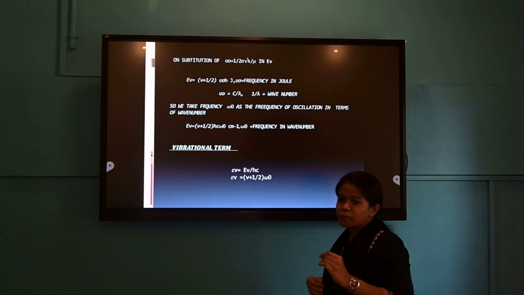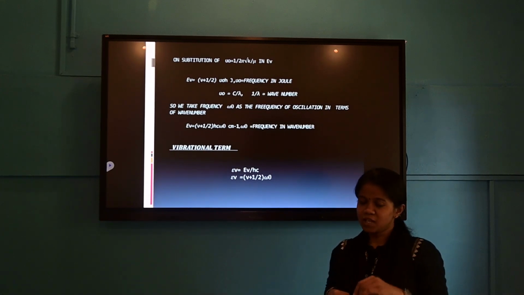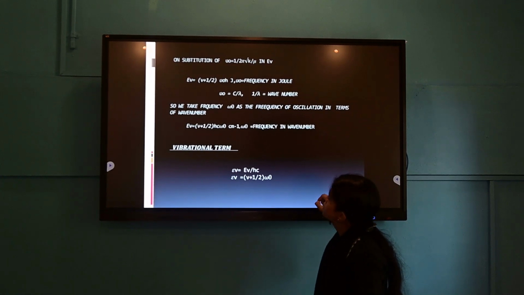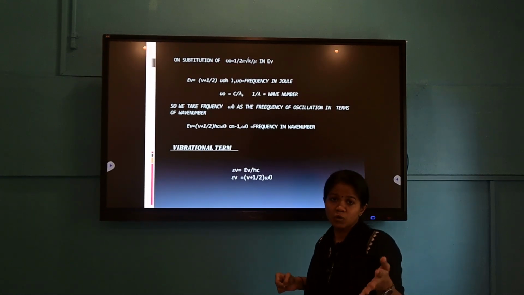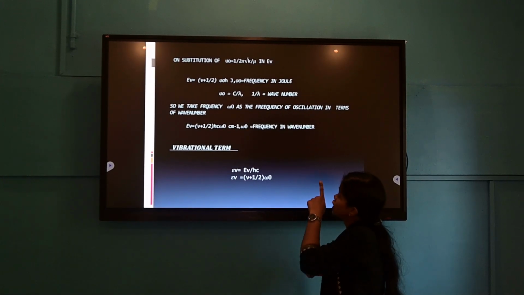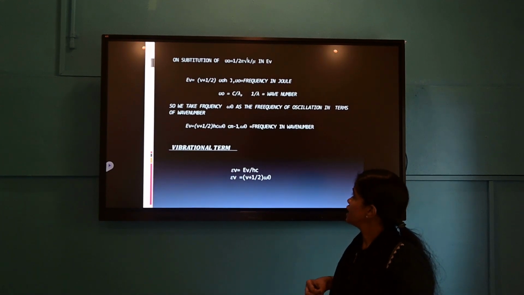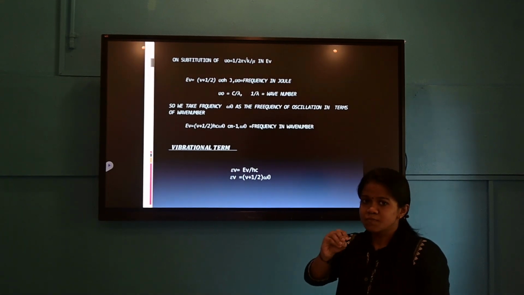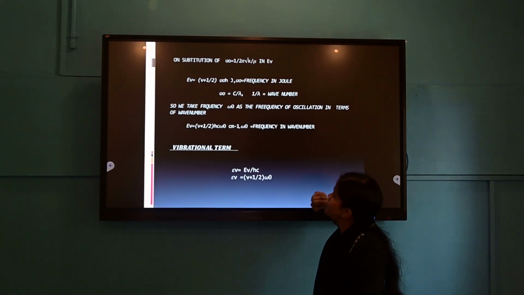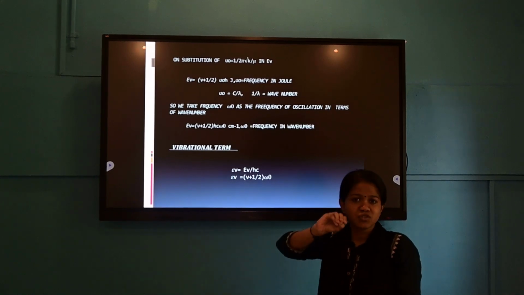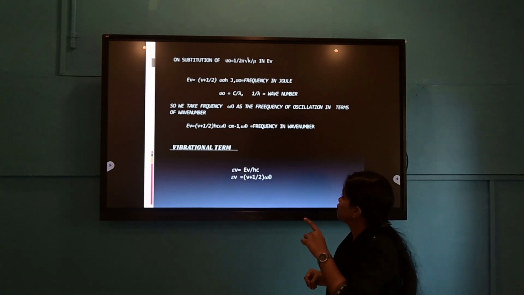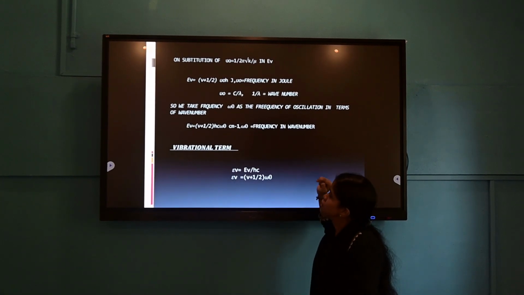Now we are representing the energy in terms of wave number. We know that frequency is equal to velocity divided by wavelength, nu 0 equal to c by lambda, and 1 by lambda is known as the wave number. So we take another frequency in terms of wave number, omega 0, instead of nu 0, because nu 0 is a frequency in joule and omega 0 is a frequency in wave number.